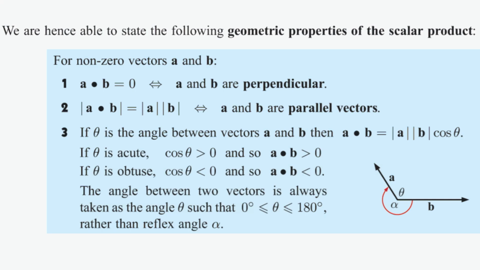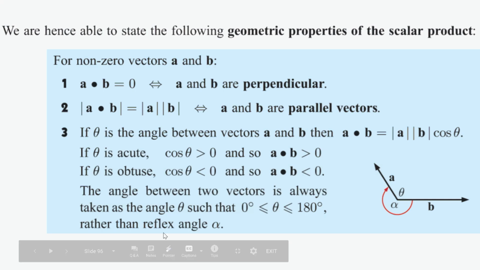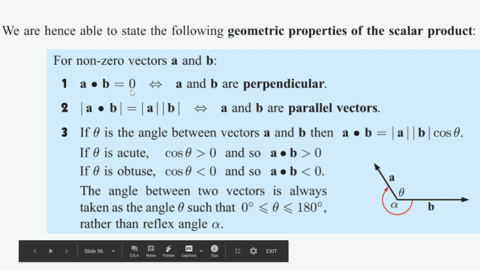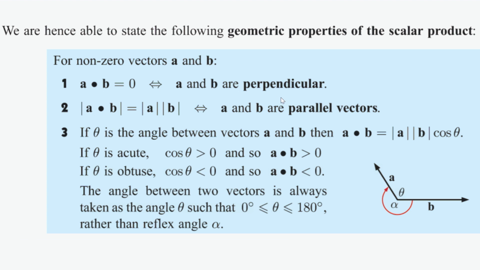All right. Therefore, we can come up with these properties here. A dot B is 0 if and only if vector A and vector B are perpendicular, and if the magnitude of A dot B is equal to the magnitude of vector A times the magnitude of vector B, then A and B are parallel vectors.